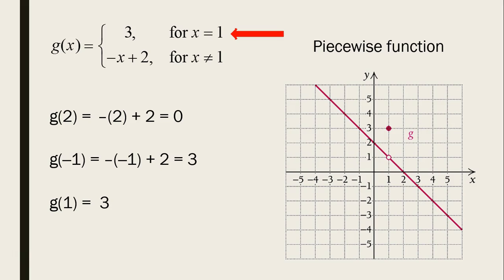And if you look at what we got when we looked for these 3 input-output pairs, the first input-output pair we got was 2, 0. An input of 2 gave us an output of 0. That's right there on the graph. The second one was -1, 3, and that point was right there on the graph. And the third one was 1, 3, and that's this point right here.